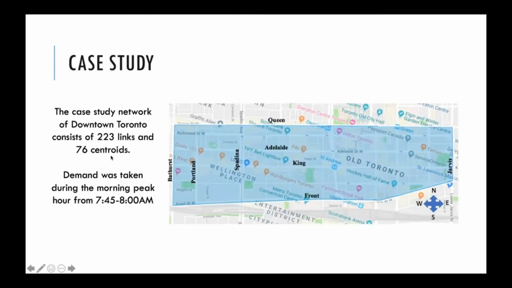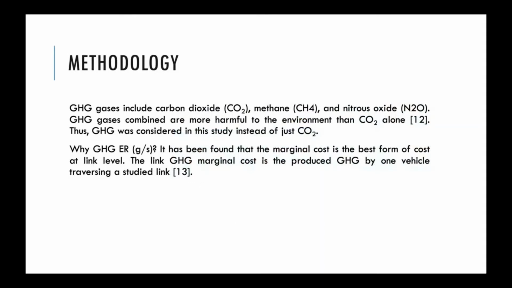Moving to the case study, unlike most of the studies that we found in the literature that adopt segments on highways, we chose downtown Toronto, which is an urban network and is associated with a high level of complexity. Our case study consists of 223 links and 76 nodes, which is the core of downtown Toronto. In terms of the demand, we chose the morning peak period between 7:45 and 8 a.m., which is a highly congested period of the day.